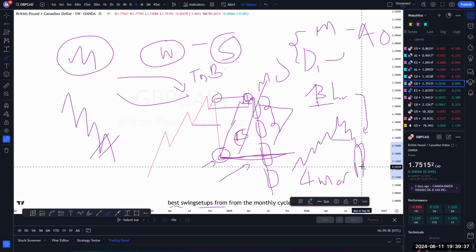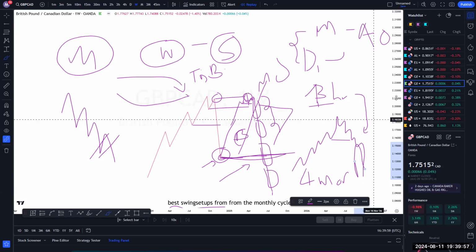Okay, meaning that whenever we are using the monthly cycle, what we need to do is to be a bit patient. Here we are not going to be rushing to look for an entry. No, we are going to be waiting for the right opportunity given to us by the market.